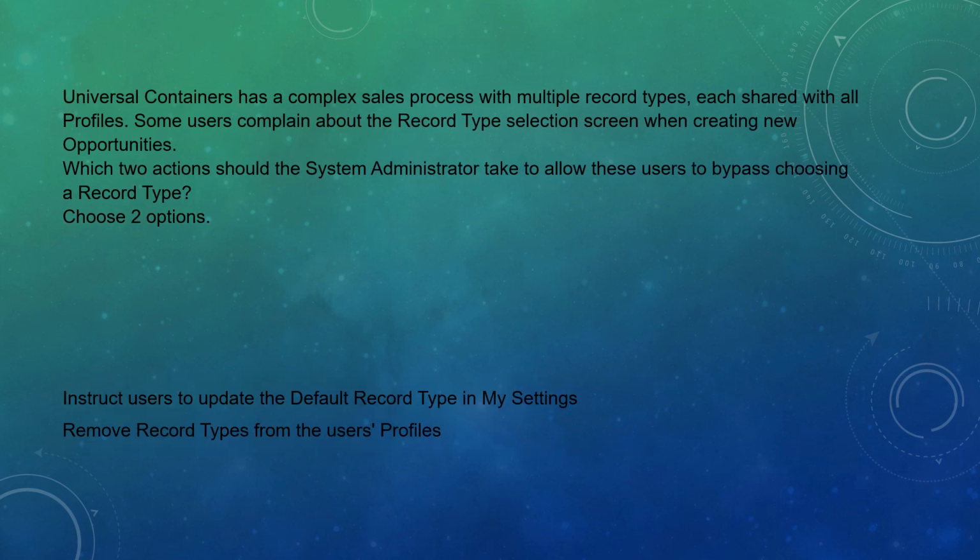Universal Containers has a complex sales process with multiple record types, each shared with all profiles. Some users complain about the record type selection screen when creating new opportunities. Which 2 actions should the system administrator take to allow these users to bypass choosing a record type? Choose 2 options. Instruct users to update the default record type in My Settings. Remove record types from the users' profiles.